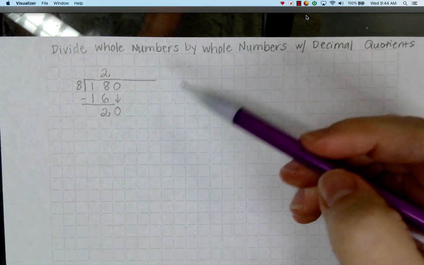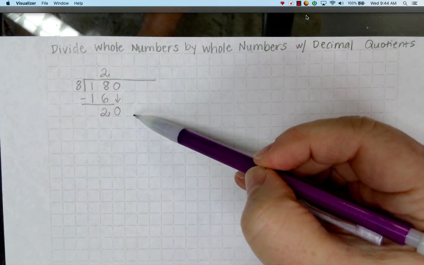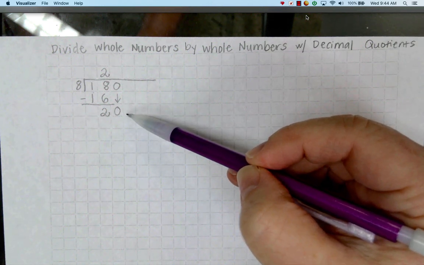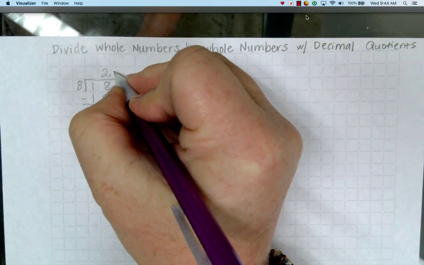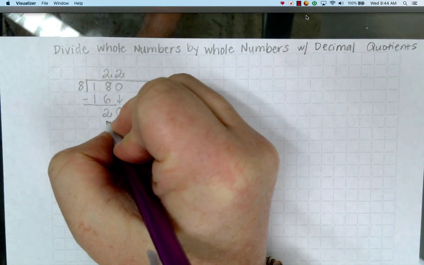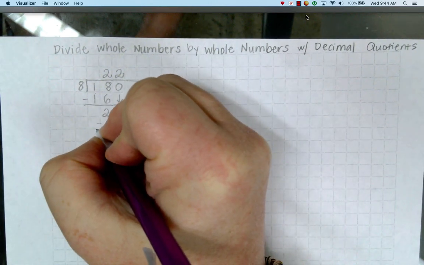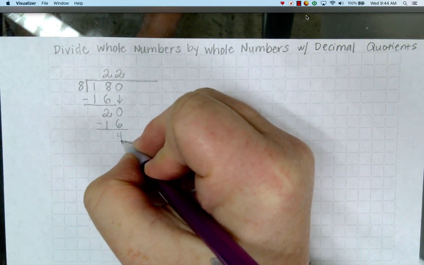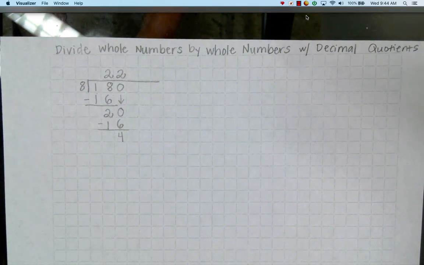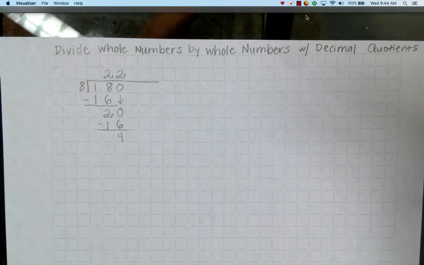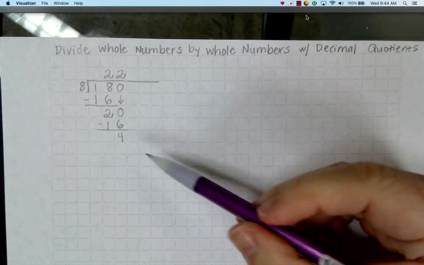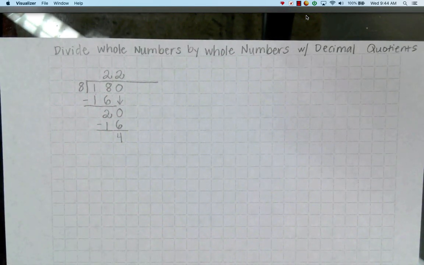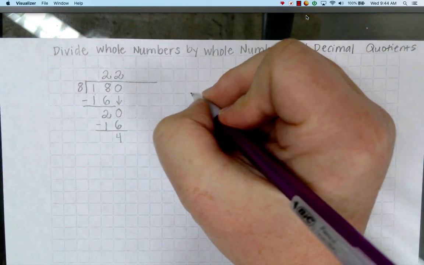So now, how many times does 8 go into 20? Well, 8 times 1, 8 times 2, 8 times 3 is 24. It's too many, but 8 times 2 is 16. And then 20 minus 16 is 4. And as I told you before, you cannot stop dividing until you have a remainder of 0. But here's the thing, we have nothing left in our dividend. So here's what we're going to say.